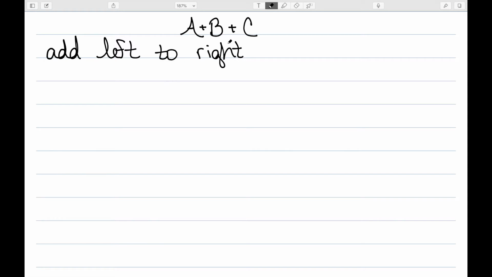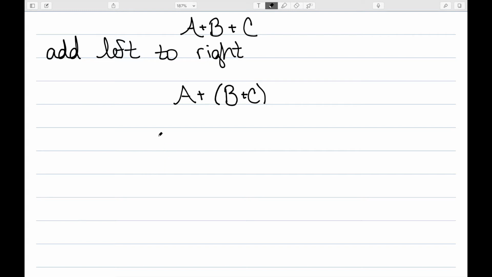But what if I don't want to do that? What if I want to add b plus c first? Well, this is where parentheses come in. We would write a plus, and then the b plus c in parentheses to indicate that we should do this addition first, and then the addition with a.